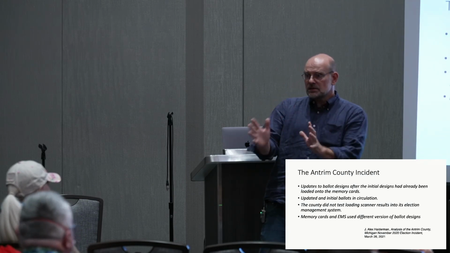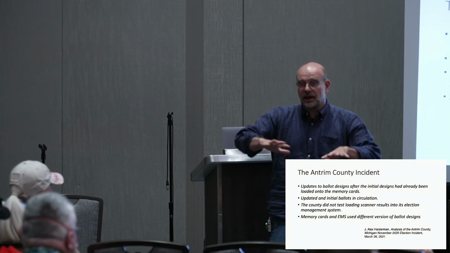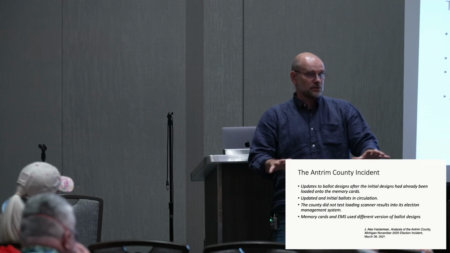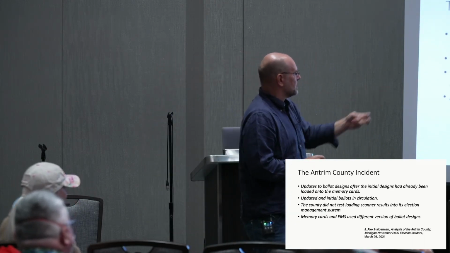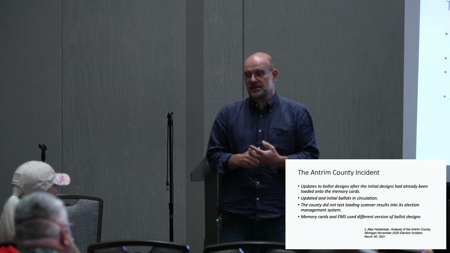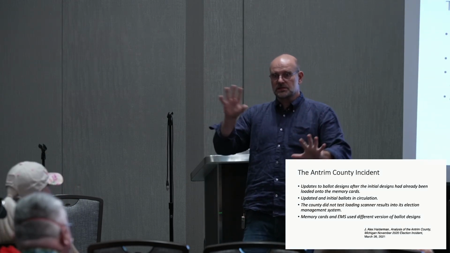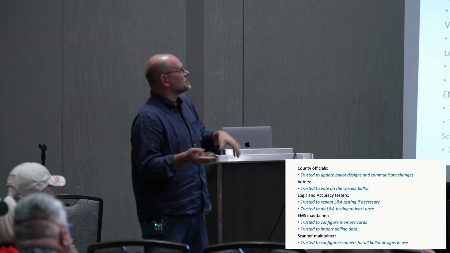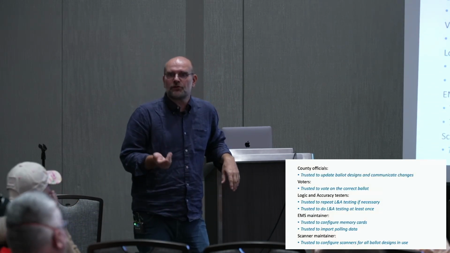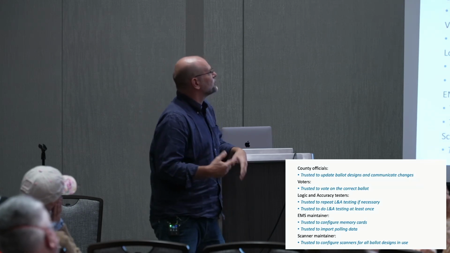This is like a trust assumption going on underneath, which also is not 100% right, okay? Memory cards and the EMS, or election management system, use different versions of the ballot designs, okay? So then everything is kind of screwed up. So what are these trust assumptions, which I just try to get out. County officials are trusted to update ballot designs and communicate the changes to the relevant people, which they actually haven't done in time, okay?